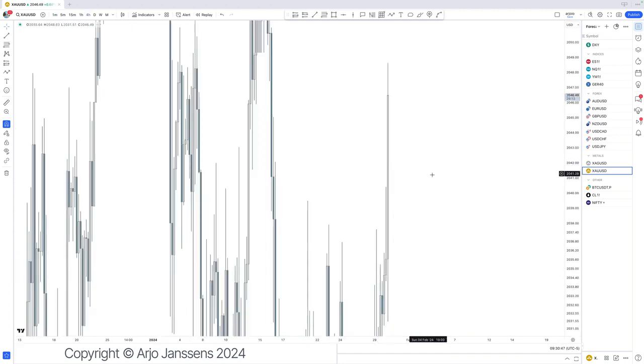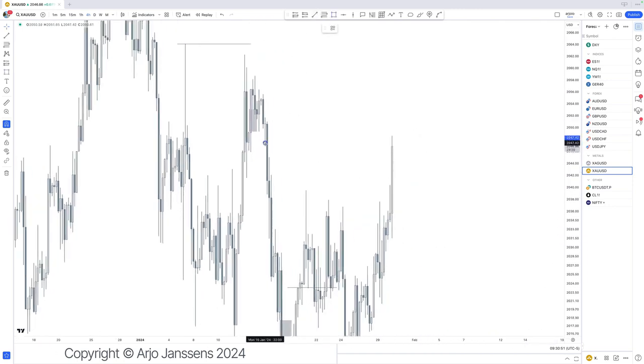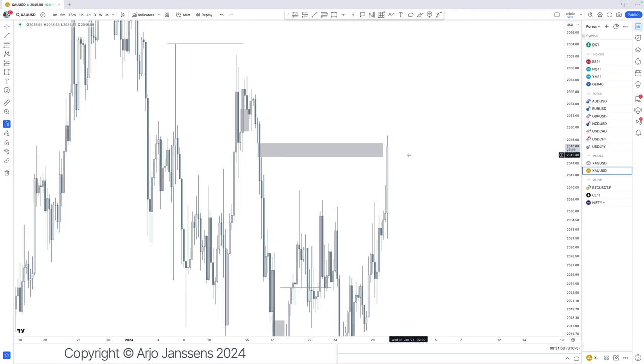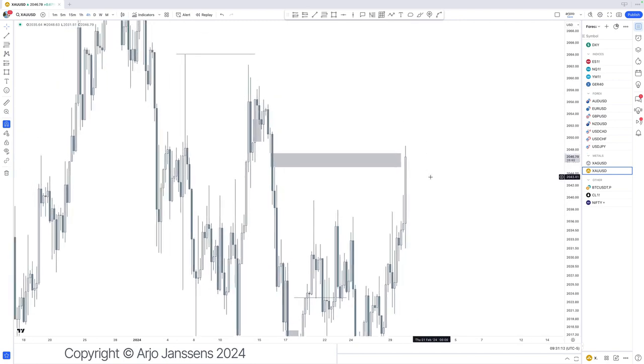Let me see. This one right here. Well, the way I see your question is resistance turn support type of thing. Yes, definitely. And then automatically a lot of people would probably refer to inversion fair value gaps. I would not use inversion fair value gaps. I would look at it a little bit differently.